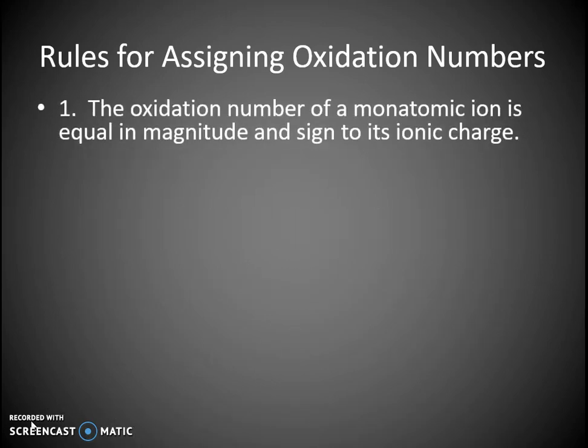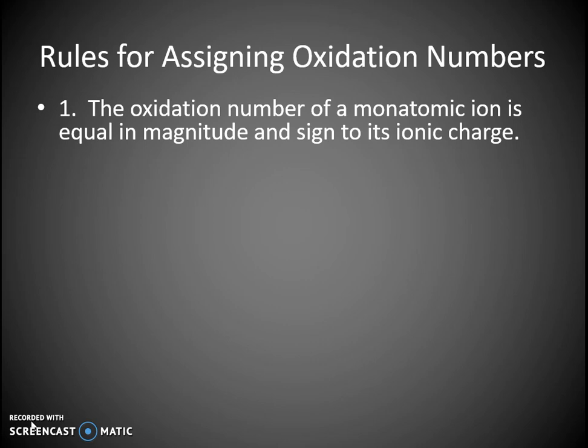First rule is when an atom is an ion, it's actually given up its electrons and it has an actual charge. Well, that's going to be its oxidation number, because the way these numbers work is what charge would it have if it was giving up its electrons. But when it's an ion, it did give up its electrons, so that charge, the magnitude and the sign, is going to be the same as its ionic charge.